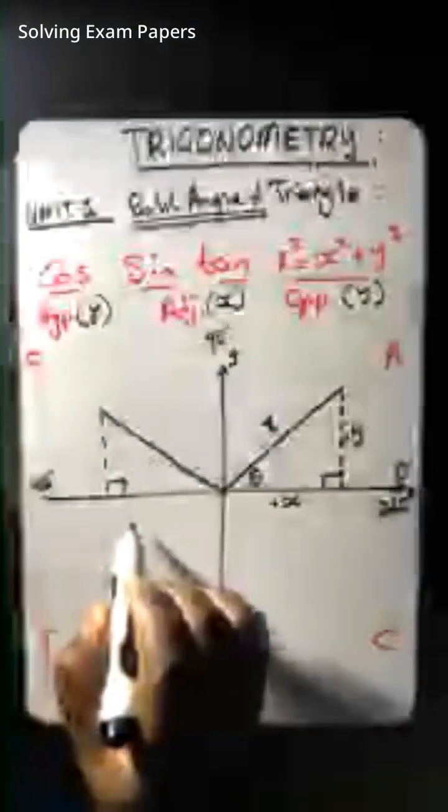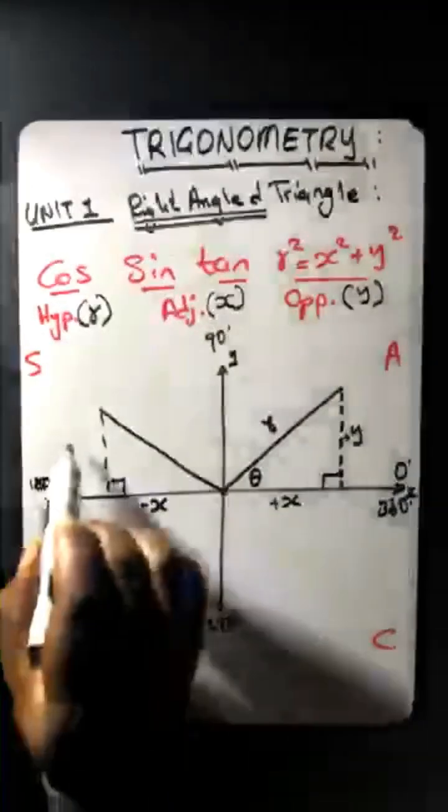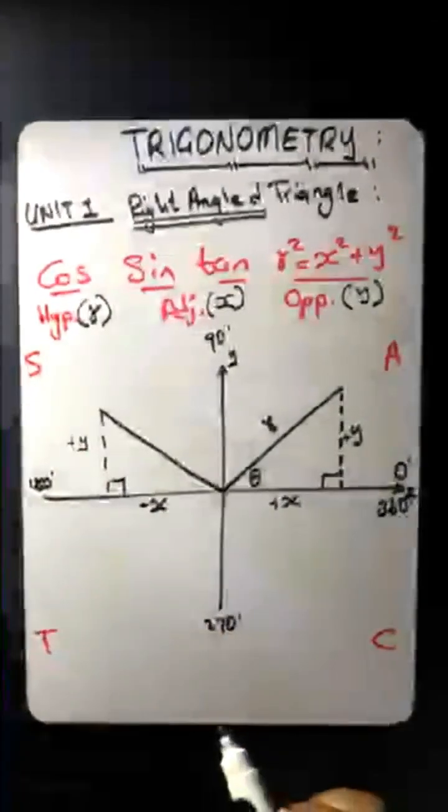In the second quadrant, this is how it looks. You have negative X, that is the only difference, but your Y is positive because you still have your right-angled triangle above the origin.